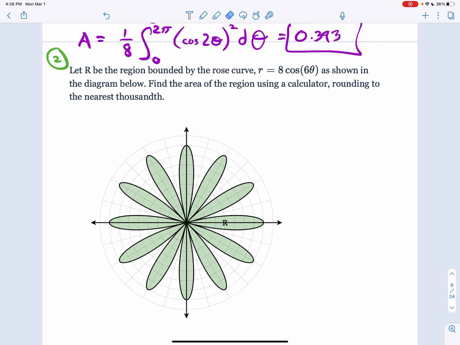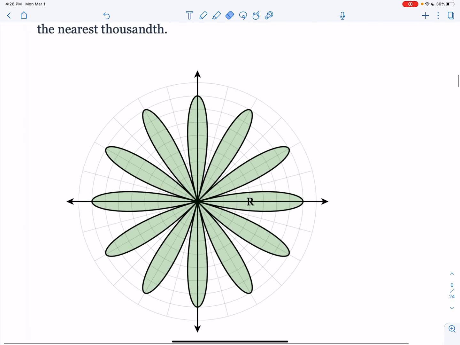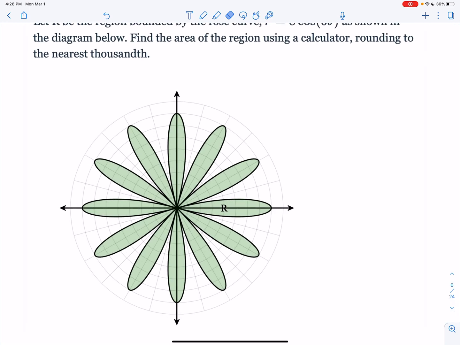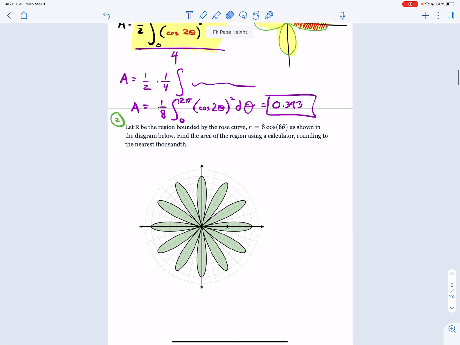Here's example 2. Let R be the region bounded by the rose curve R equals 8 cosine 6 theta, as shown in the diagram below. Find the area of the region using a calculator. So my question to you guys is, are we looking for all of the petals or just one? Okay, so here, because it's so nicely illustrated, notice how they shaded in everything. Okay, so we need all the petals.